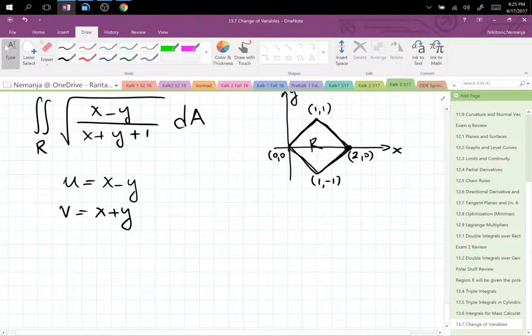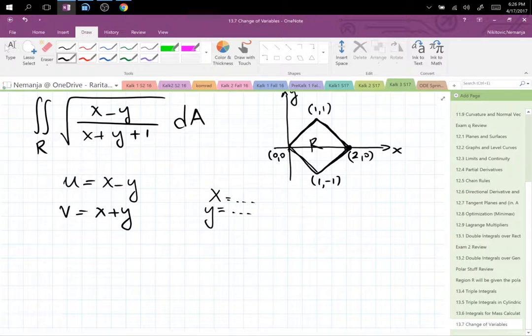So the question now is, and this is a difficult part. To go to region S, I have to figure this out in terms of x and y. But I have x and y in both equations, right? So to get x equals something in terms of u and v, and y equals something in terms of u and v, I actually have to solve the system. Great. Let's do that now.